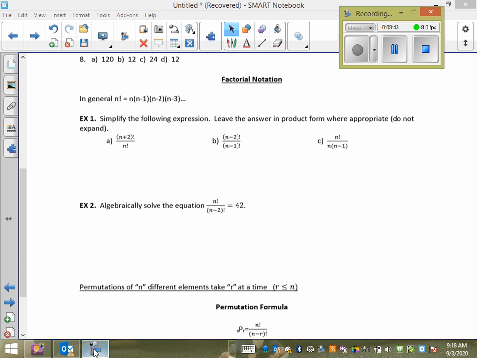Okay, we're going to do factorial notation. Remember I told you if you can count down like a rocket, it's factorial notation. So like 6, 5, 4, 3, 2, 1, blast off, 6 factorial, right? We're going to deal with ones that are n's.